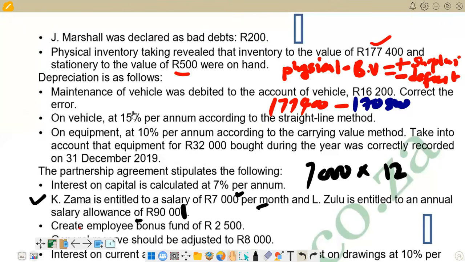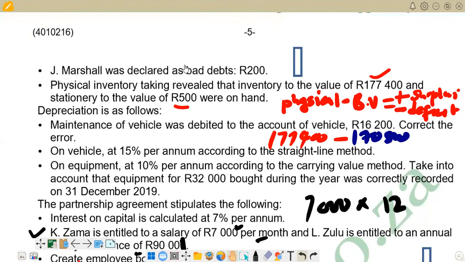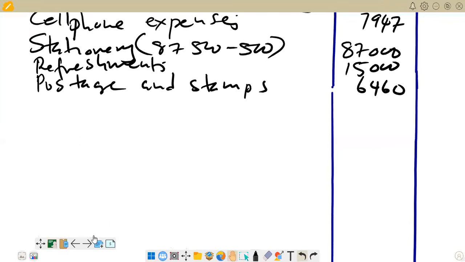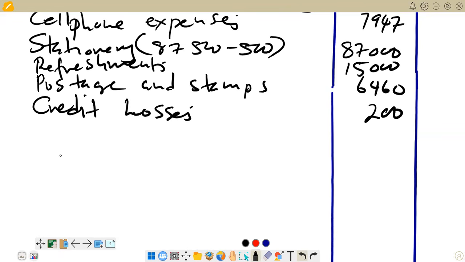You'd see that we have this one, which is J. Marshall, was declared as a bad debt for 200 rand. So this one is also an expense that we are supposed to put there. These are credit losses of 200 that we are supposed to include as an expense. So we can go there and put 200 rands, representing our credit losses. And then we have depreciation.